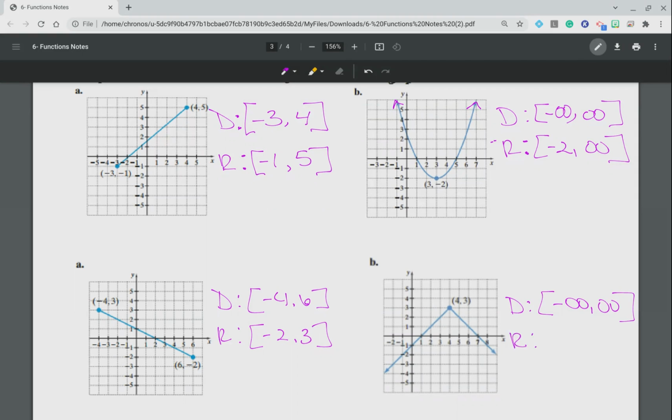Okay, now do the same thing for the range. Remember, it has to be the lowest value to the highest. All right, so the lowest value on that graph is negative infinity, right? If I start at the bottom, these arrows tell me I'm going forever and ever in the negative direction. Okay, and then my highest y value is up here at this point at 3.